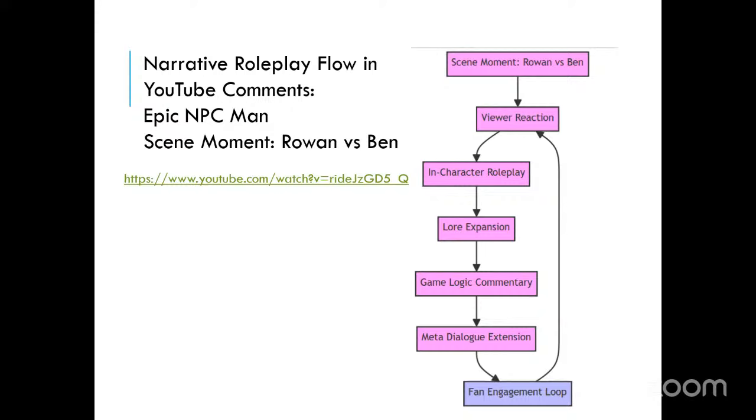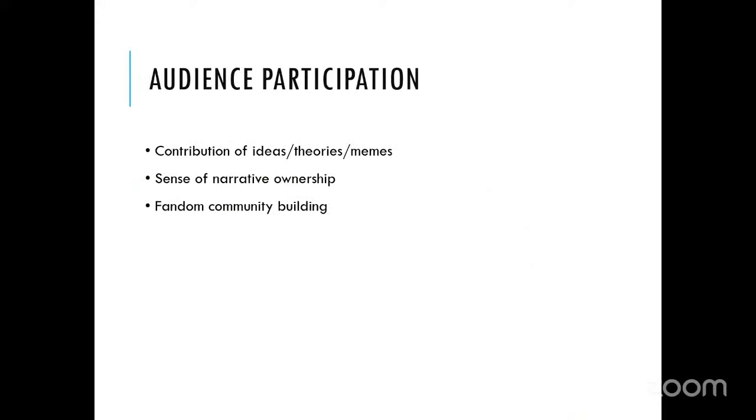Let me just give the analysis part here. This is just one episode where Rowan and Ben are there, and it's a scene moment. And here, the viewer's reaction and the fan engagement loop goes with the in character role play, the lore expansion, then the game logic commentary, and the meta dialogue extension. See, we don't need to look at too much of these terminologies, because this is an analysis that I've done for the academic aspect. We can just look at how the viewer reaction goes on with the character role play. And when the fans look at it and again go back to the viewer reaction and they give suggestions. When we see the video, we will really understand on YouTube.